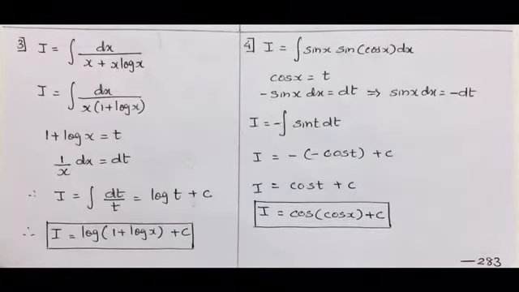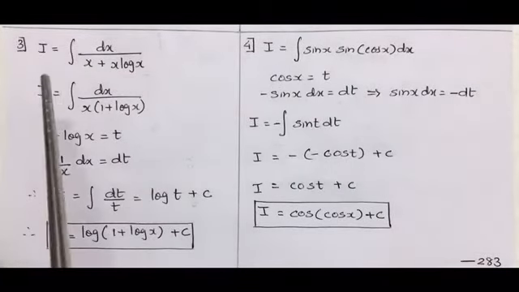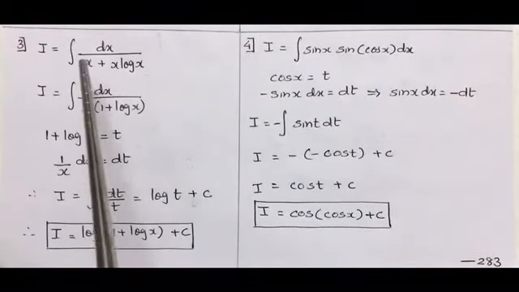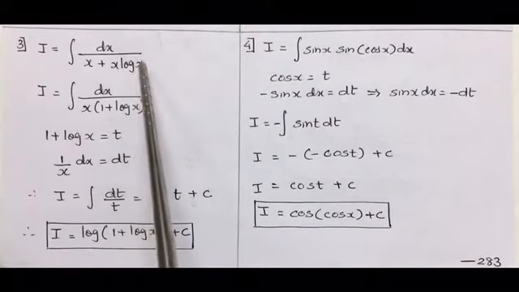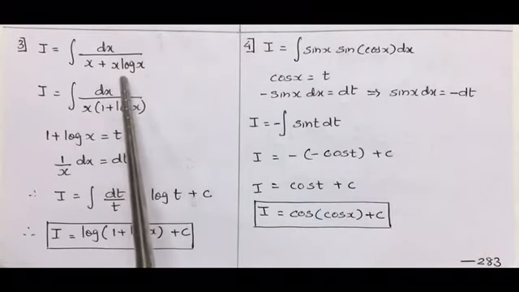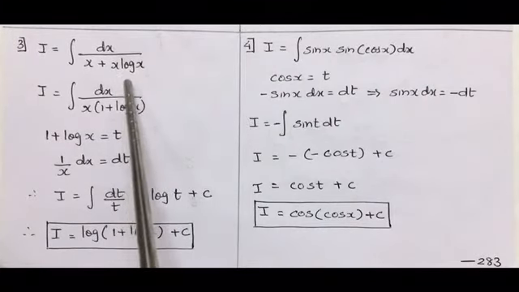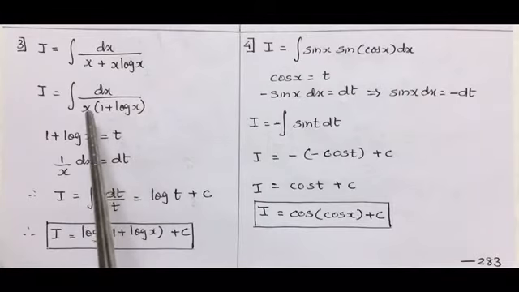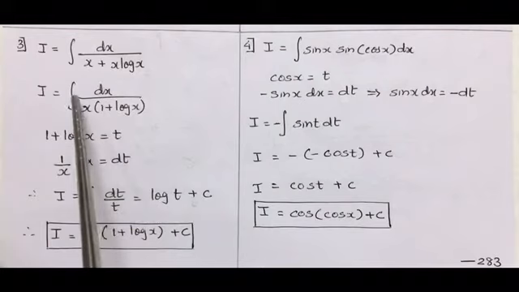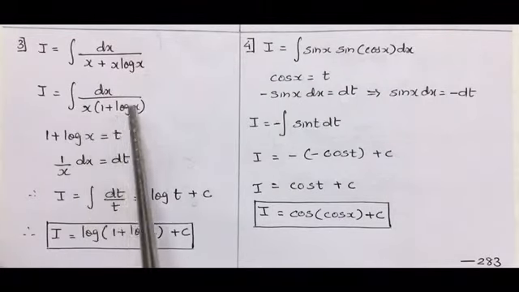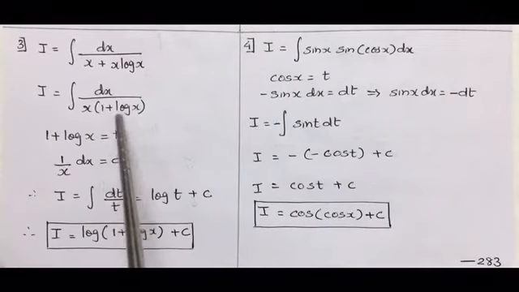Question number 3 is I is equal to integration dx upon x plus x log x. Now again the direct integration of such a type of function does not exist. So we have to take x common. So it becomes integration dx upon x inside the bracket 1 plus log x.